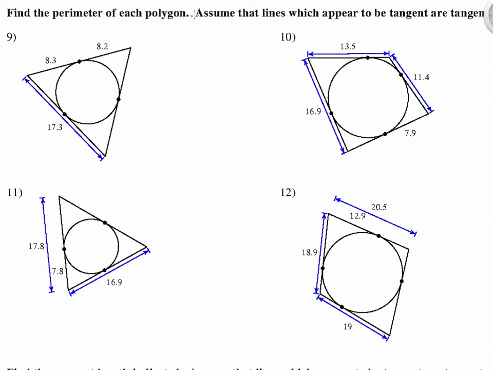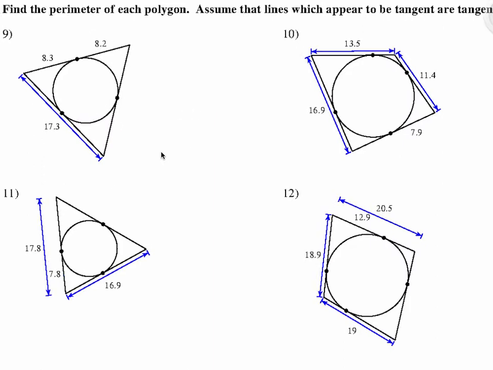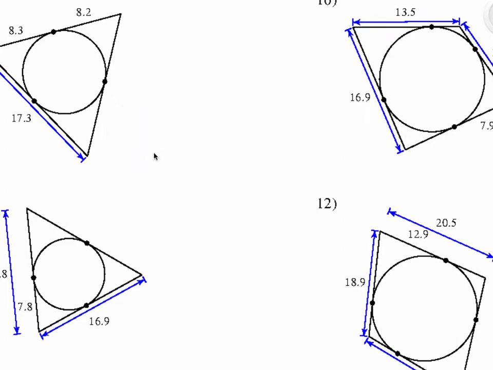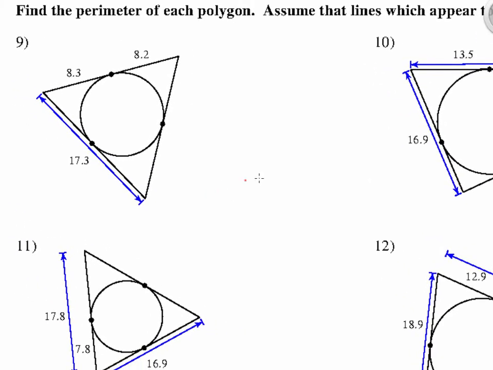It says, find the perimeter of each polygon. Assume the lines which appear to be tangent are indeed tangent. So I lied. We'll do the odds. So we're switching up. Find the perimeter. So remember, the perimeter is just going to be all the sides on the outside. This plus this plus this.